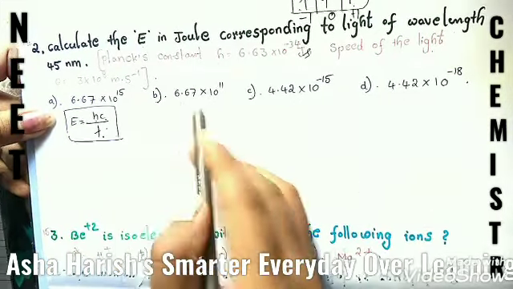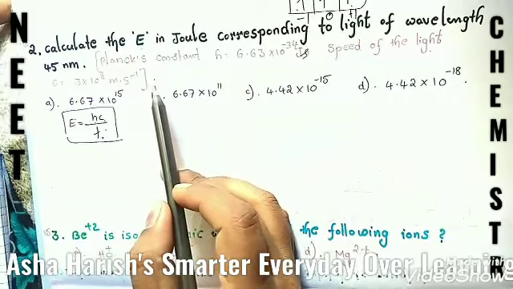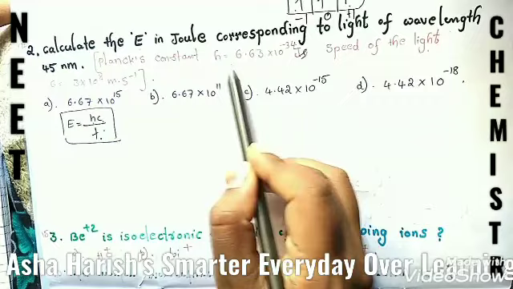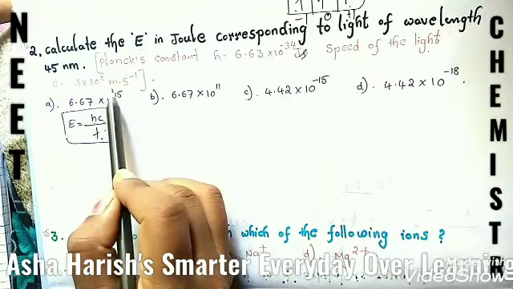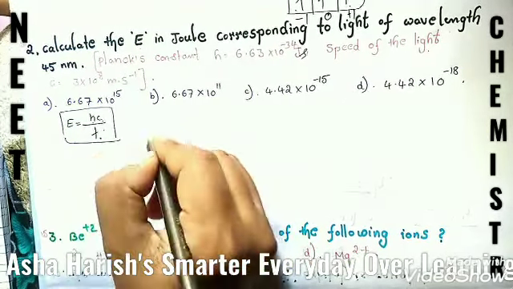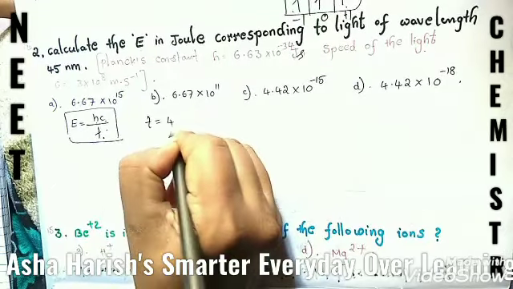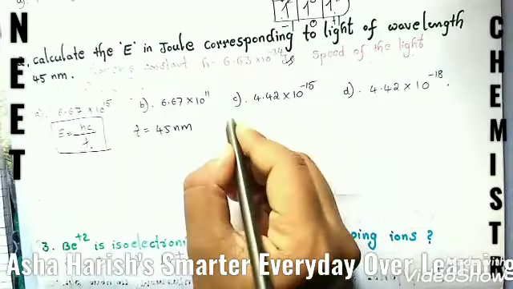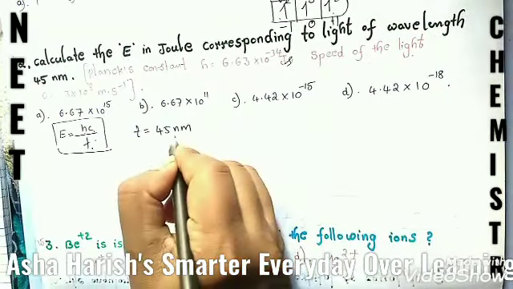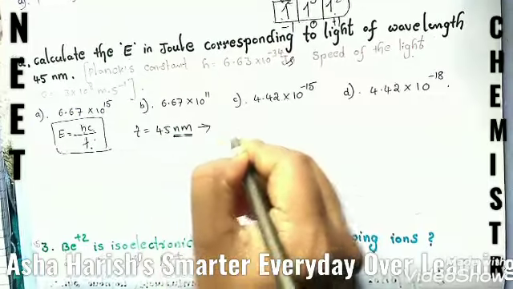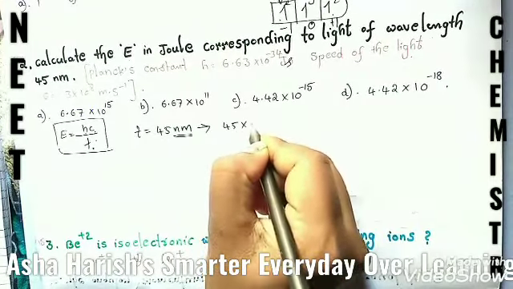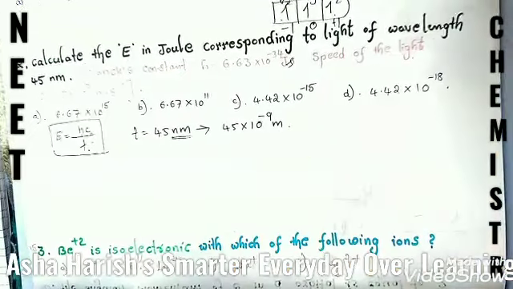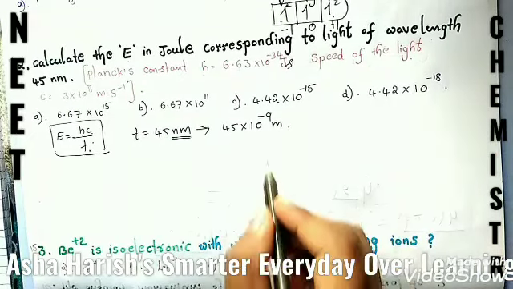From the question, the given wavelength, the Planck's constant and the given speed of light are given, and lambda is 45 nanometers from the question. And students, if you convert these nanometers into meters, that will be 45 into 10 power minus 9 meters. Why? Because 1 nanometer is equal to 10 power minus 9 meters.